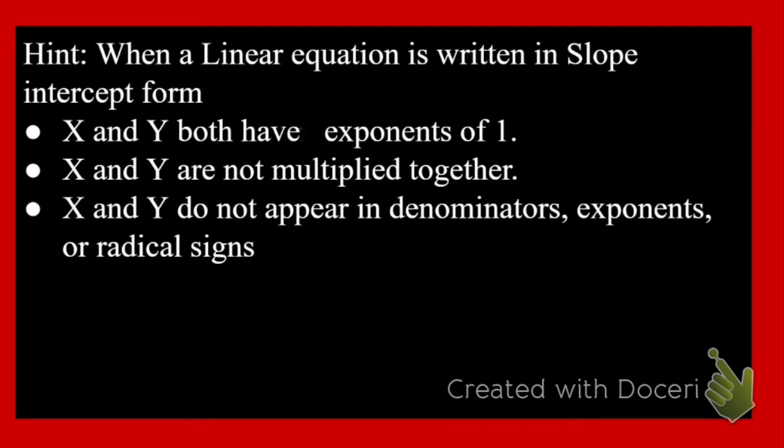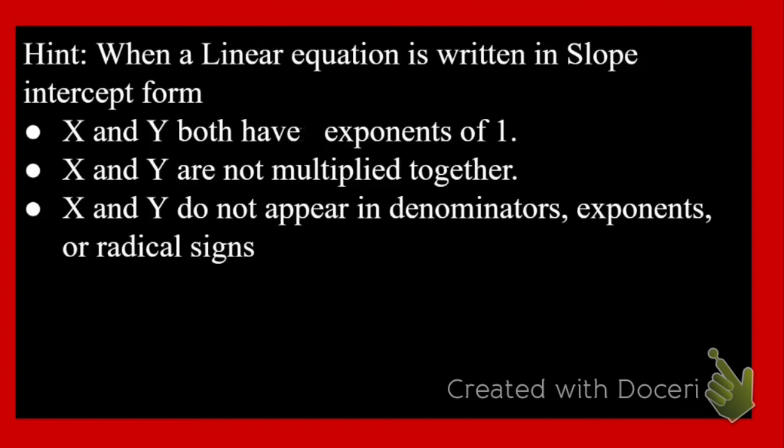And then x and y do not appear in the denominator. They are not in the exponent, and they are not inside of a radical symbol. Okay, so I'm gonna give you a few examples of what it shouldn't look like. And if it fits one of the ones that it shouldn't look like, then it's not linear.